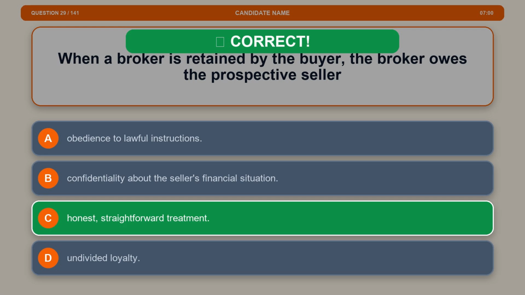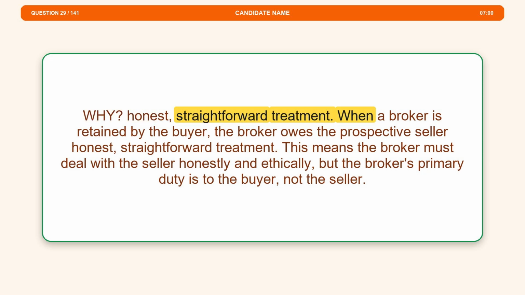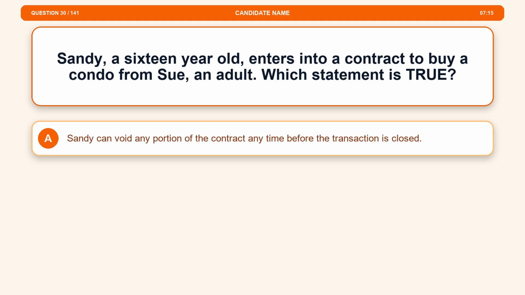The correct answer is option C, honest, straightforward treatment. When a broker is retained by the buyer, the broker owes the prospective seller honest, straightforward treatment. This means the broker must deal with the seller honestly and ethically, but the broker's primary duty is to the buyer, not the seller.